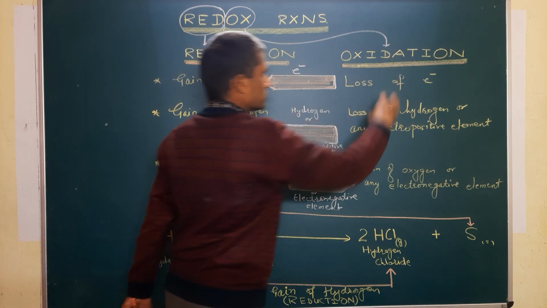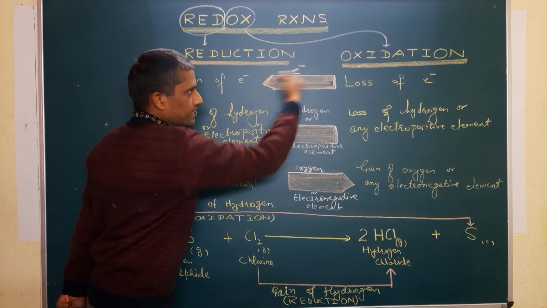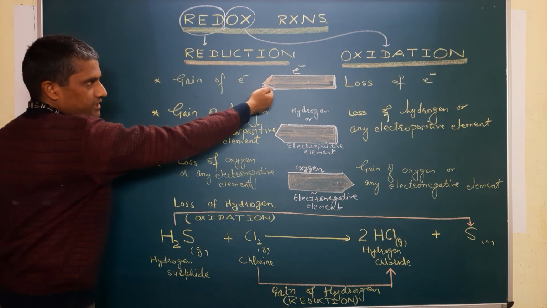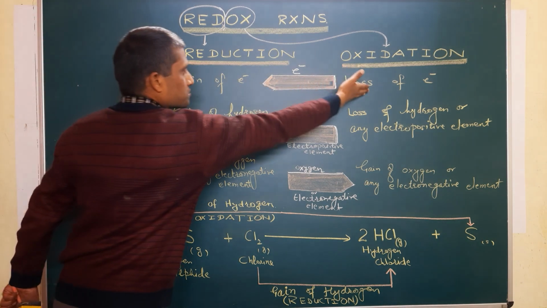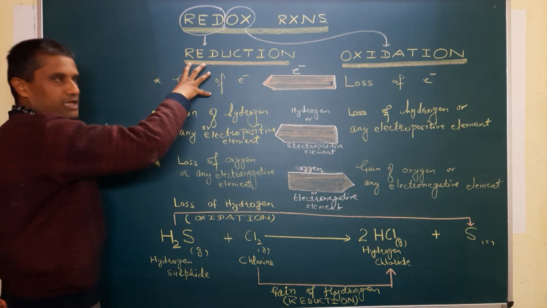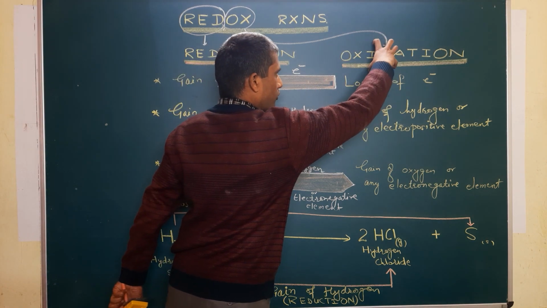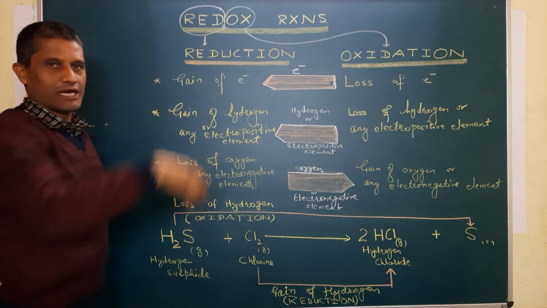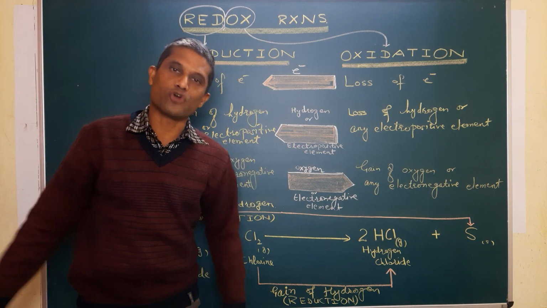Loss of electrons is called oxidation. You can see this very big arrow indicating that electrons are being lost, and this head is pointing in this direction. It means it's being lost over here. Here it's being gained. So the loss of electron is called oxidation, whereas gain of electron is called reduction. This is called electronic concept.